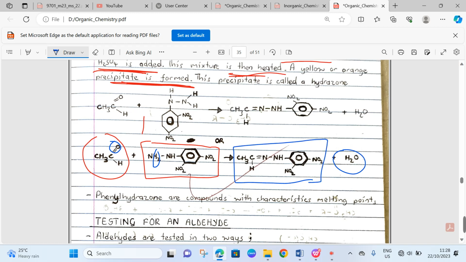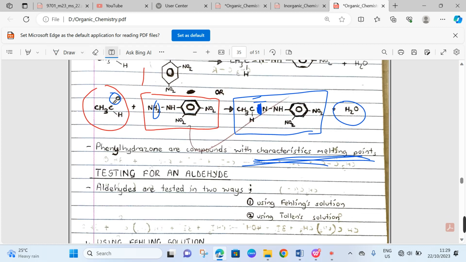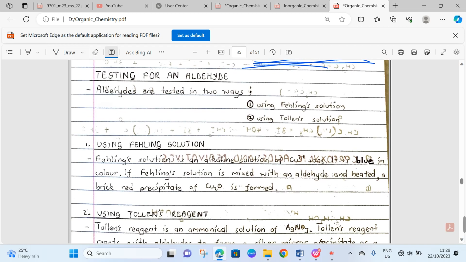So here, instead of having two hydrogen atoms, we have a double bond where the oxygen was. And you form your 2,4-dinitrophenylhydrazones. These are compounds with a characteristic melting point. So both aldehydes and ketones give an orange precipitate with 2,4-DNPH. Okay. Now testing for aldehydes. I promise to give these in more detail.